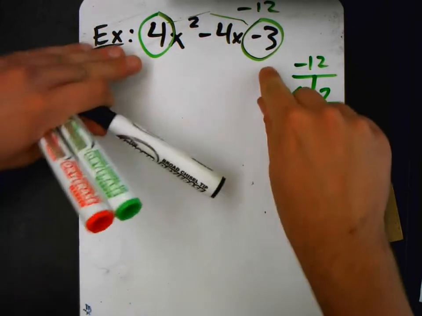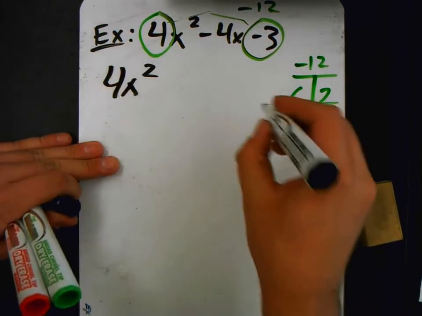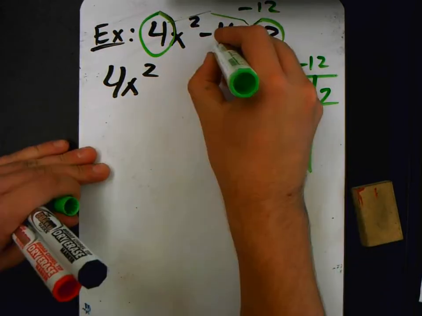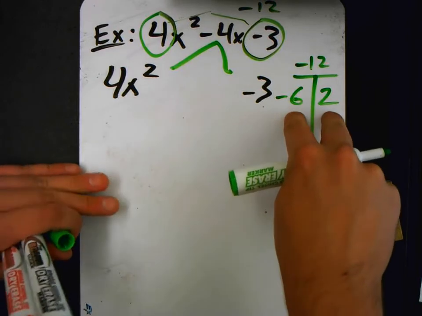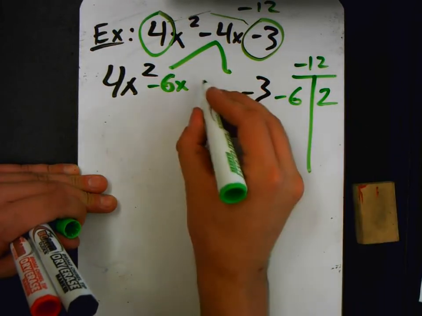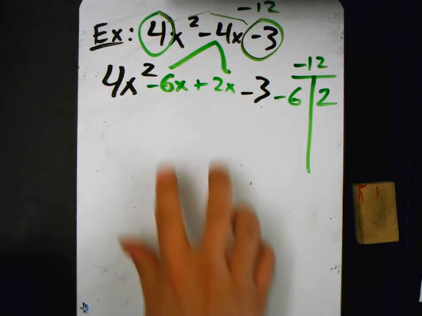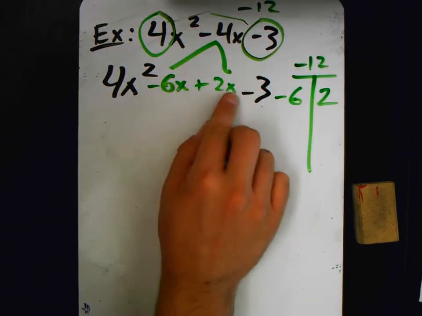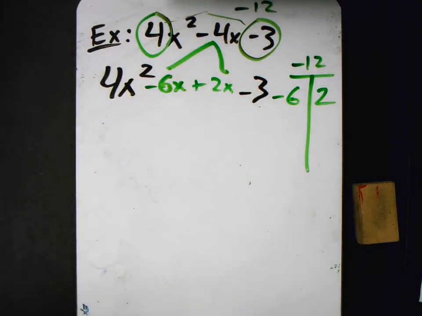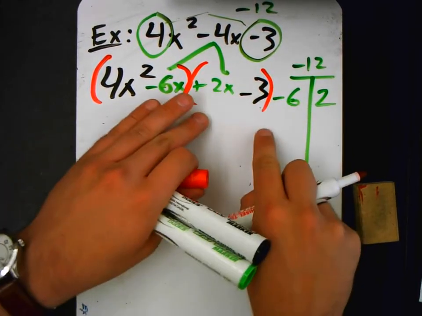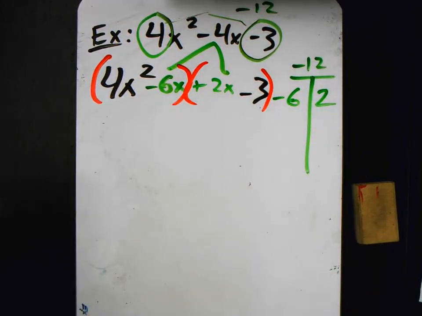I'm then going to rewrite my outside terms exactly how I see them in the problem. Instead of writing the middle term exactly how I see it, I'm going to split it up into these two factors that I found over here. So instead of negative 4x, I'm going to write negative 6x plus 2x. Negative 6x plus 2x equal my negative 4x. Be sure to include your x in each and every one of these terms in the middle. Now I'm going to do what's called factoring by grouping. And that is putting parentheses around the first two terms and the second two terms. This makes it easier to factor out what's in common.